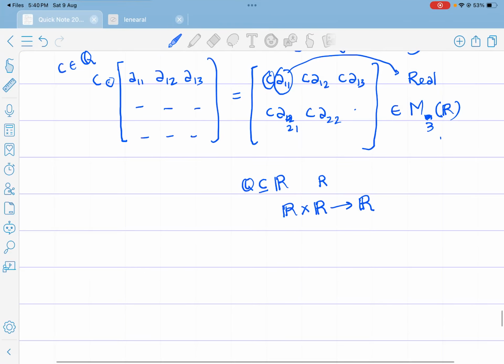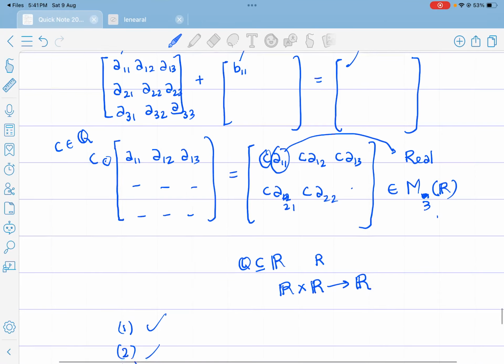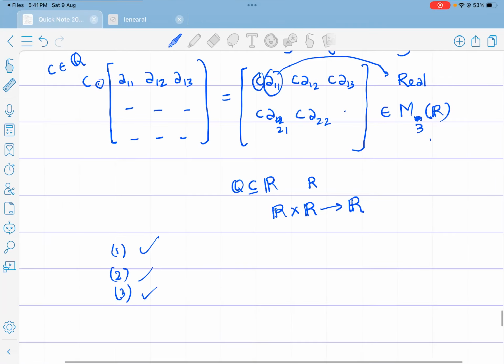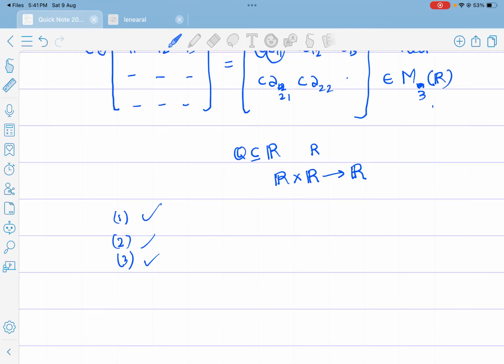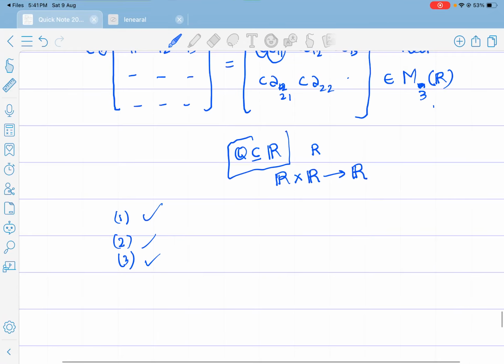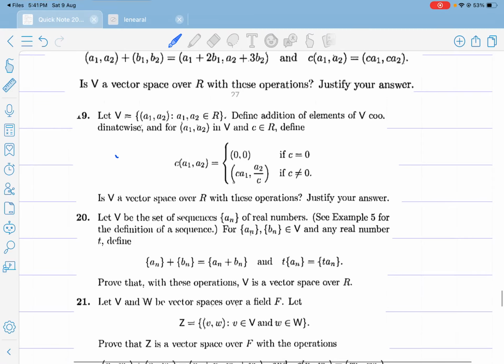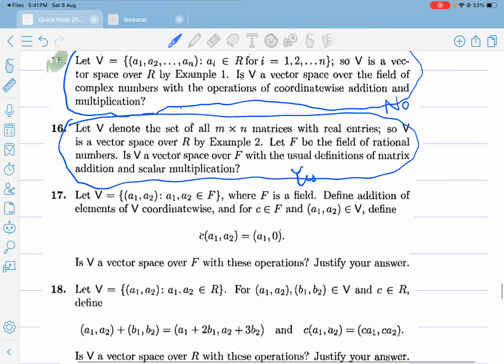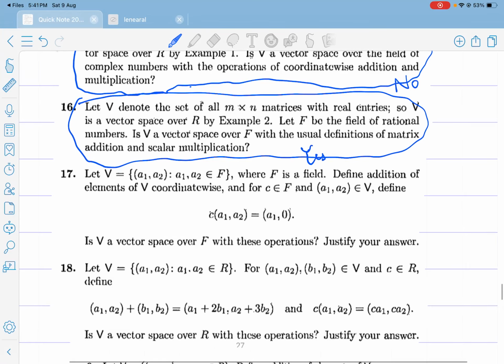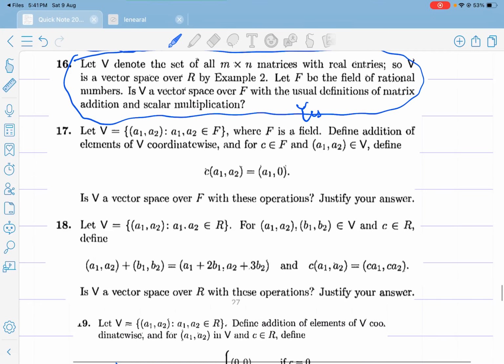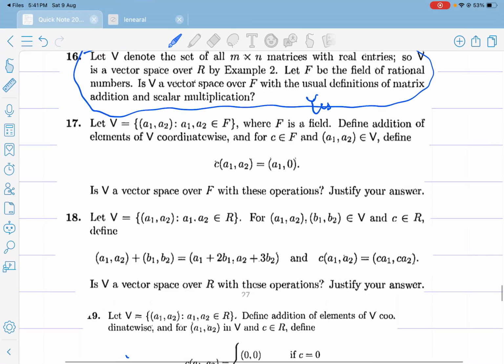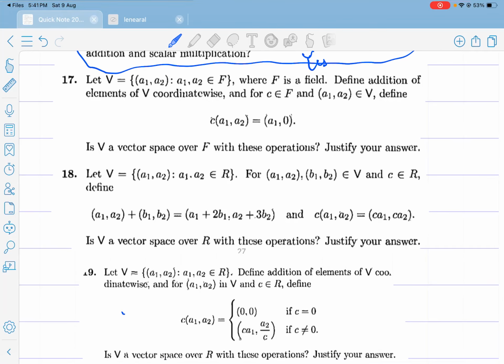This dot definition will make sense, and the rest of the axioms 1, 2, 3, 4, 8 will keep holding true. You can check that. You don't need to check that because it holds over R, so it will hold over Q as well because this is a subset of R. Okay, so this solves problem 16. So this is a vector space, and let's pause for a while, and we will then see 17 or 18 maybe.